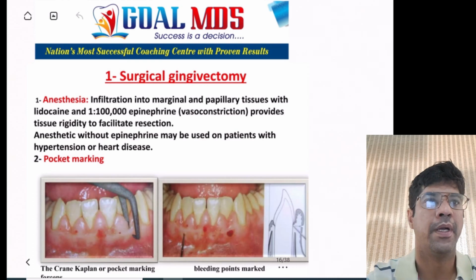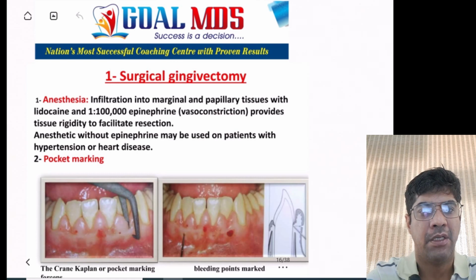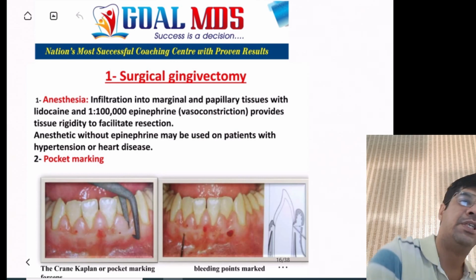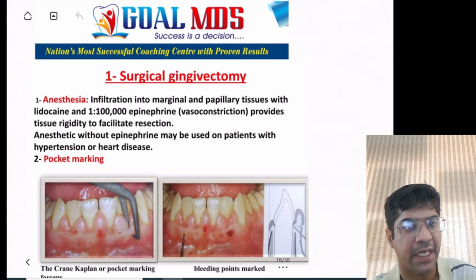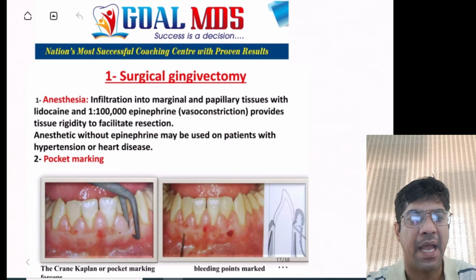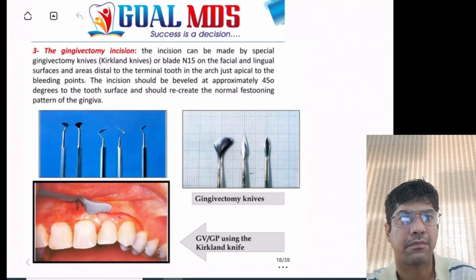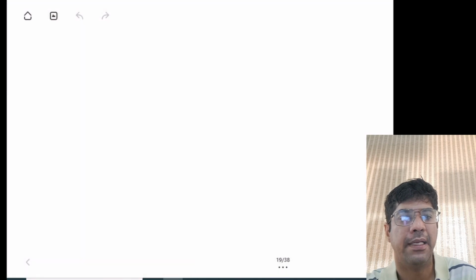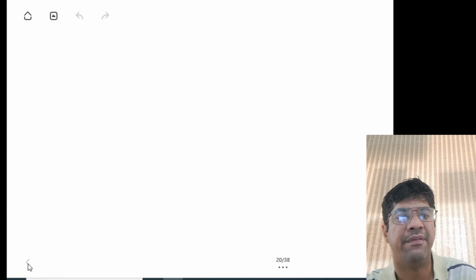So, during the gingivectomy procedure, various types of incision can be made. One of the most common incisions used in gingivectomy is the external bevel incision. The external bevel incision involves creating an incision that starts on the gingival margin and extends apically at a slight angle to the tooth. The angle of the bevel is usually 45 degrees.